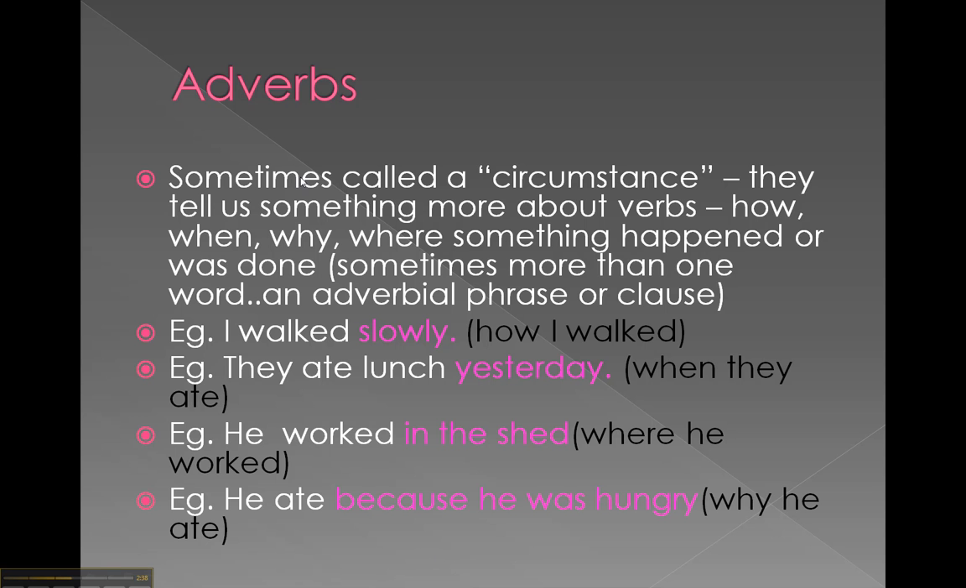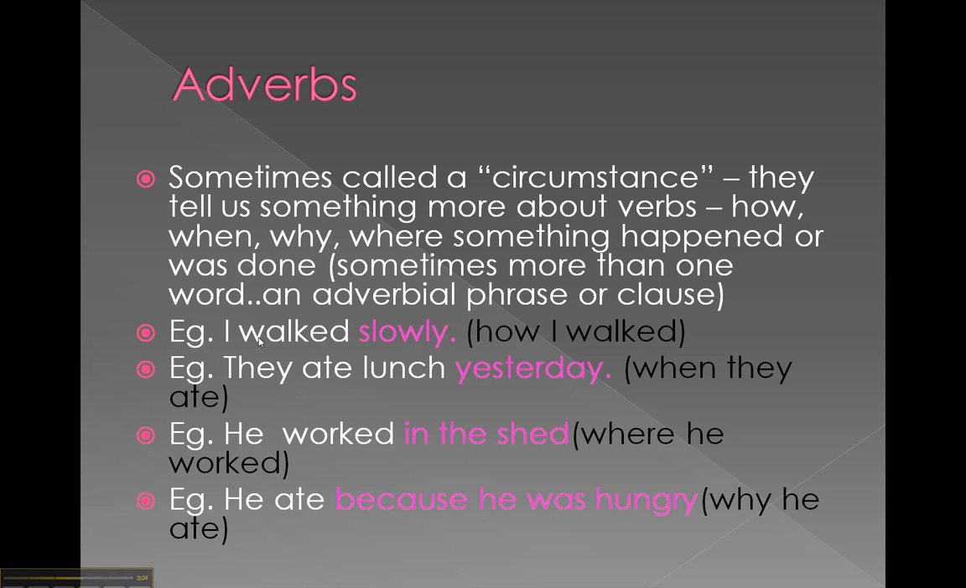And lastly, adverbs, also sometimes called a circumstance or circumstances, they tell us something more about verbs. So adjectives go with our nouns, but adverbs usually tell us something more about verbs. So they tell us how, when, why, or where something happened or was done. Sometimes there's more than one word, and we call that an adverbial phrase or an adverbial clause.